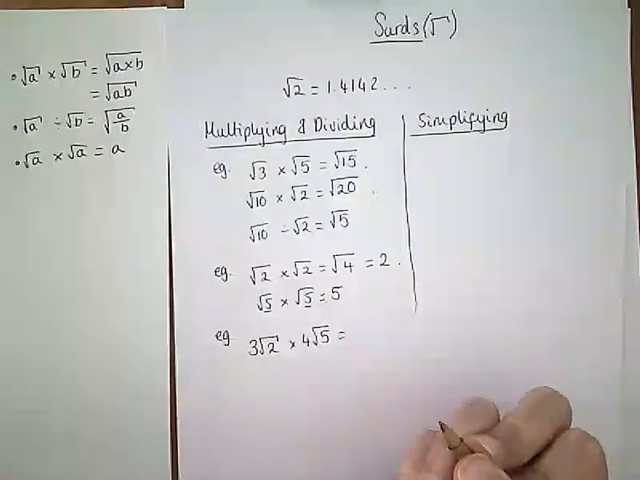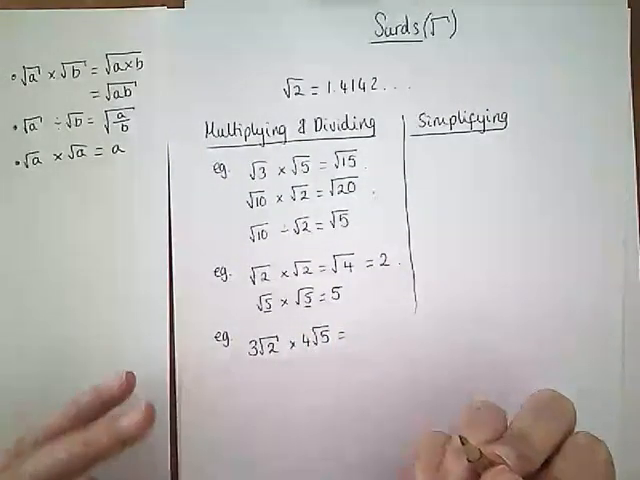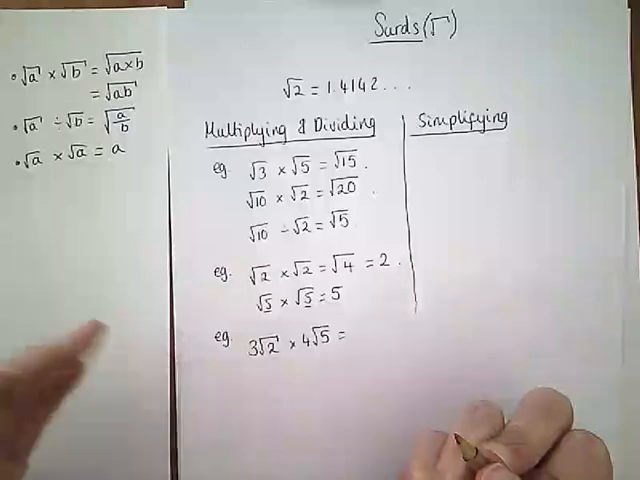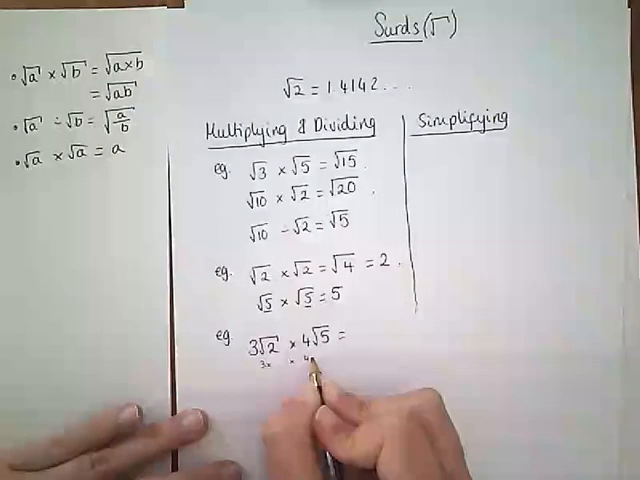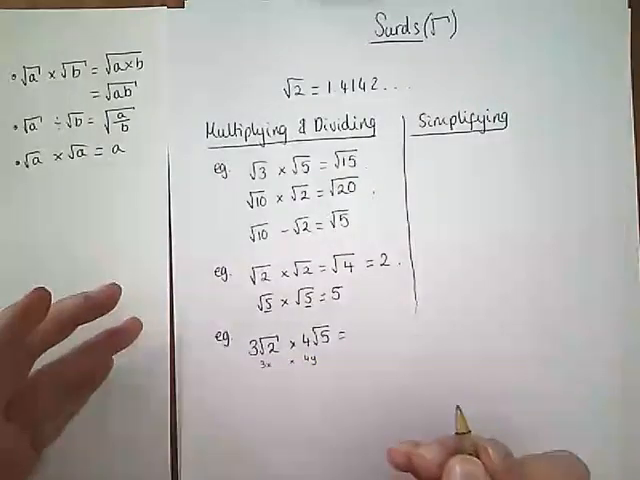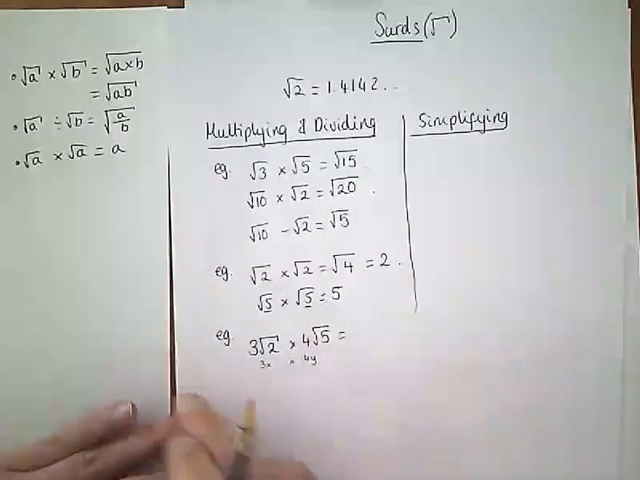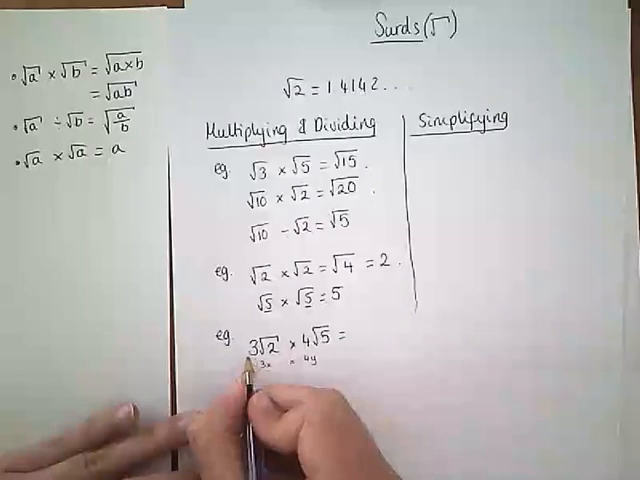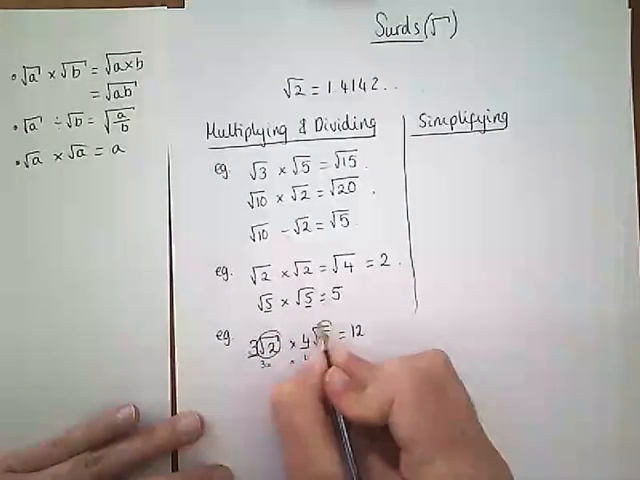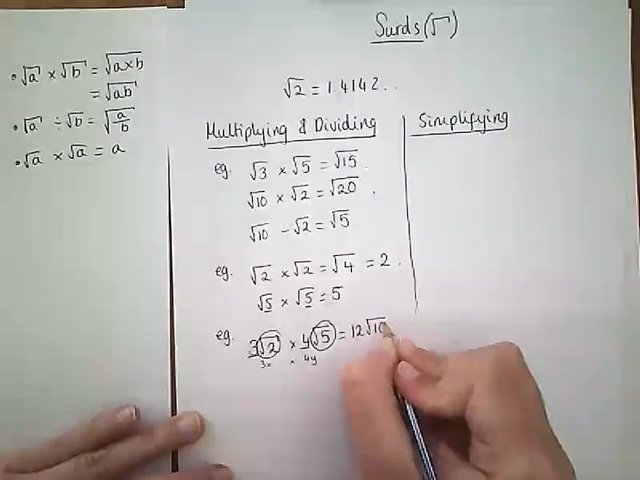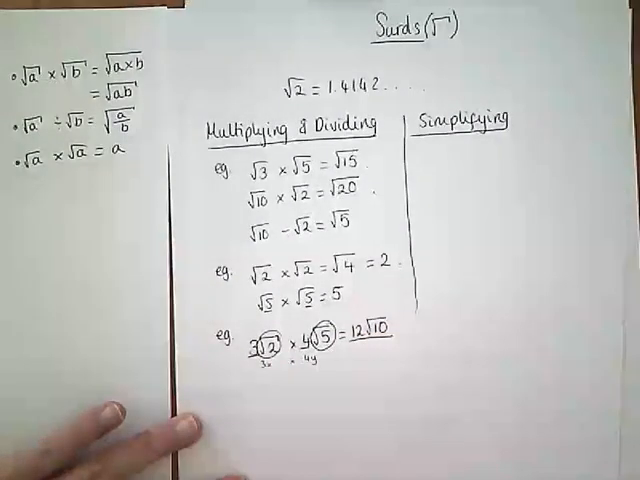Now, when you're thinking about surds, I like to think of them a bit like x's, a bit like algebra. So this is like having 3x times 4y, if you like. Okay, so do your numbers first and then do your roots. So 3 times 4 is 12, and then root 2 times root 5 is root 10. So the answer is 12 root 10.